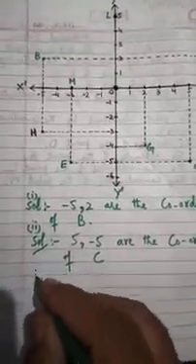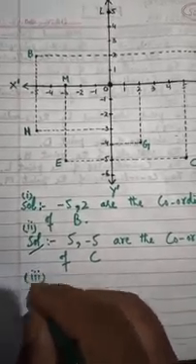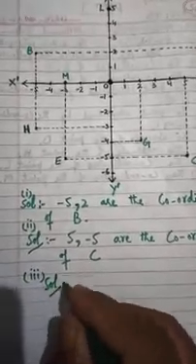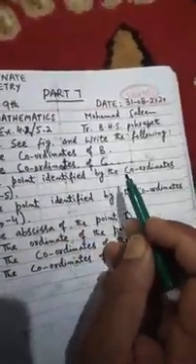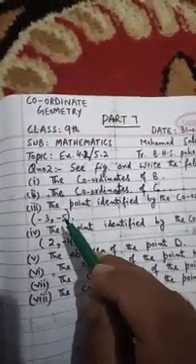Okay. Third part solution. Okay, we have the third part. Third part is here. The point identified by the coordinates -3 comma -5.